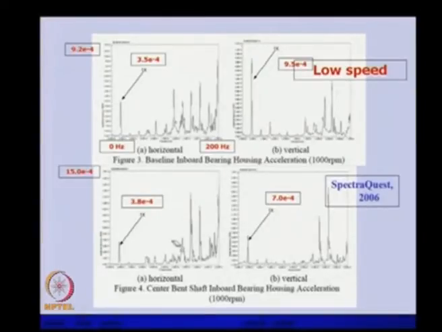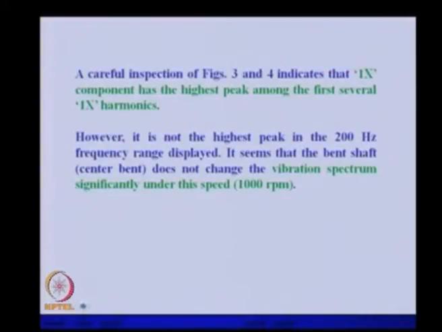And this is the response when we introduce the bend into the shaft, measuring the vibration from the bearing housing. At the same speed, we can see those peaks are still there, but the amplitudes are different. You can see here it is 9.2, but here it is 15.0. So the amplitudes are different, but no appreciable difference was found between these two responses for slow speed of operation.